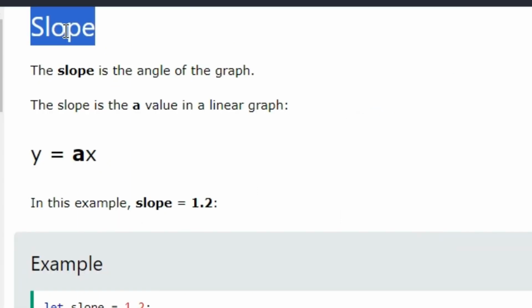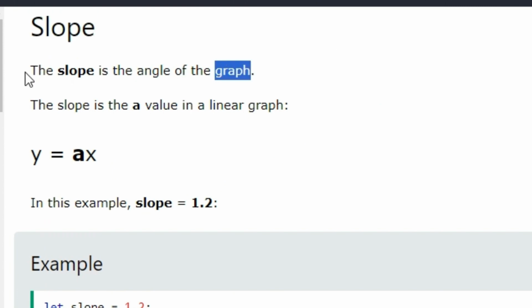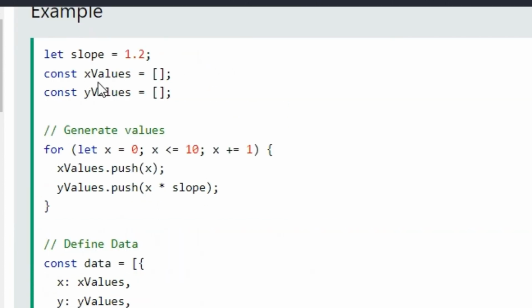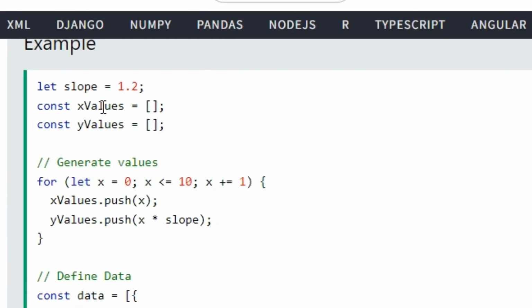Next is slope. The slope is the angle of the graph. The slope is the a value in a linear graph. Y equal to ax. Here y and x are the variables and a is the value of the slope. Here I have a code snippet. We are populating the values of x and y, and we have set slope equal to 1.2.